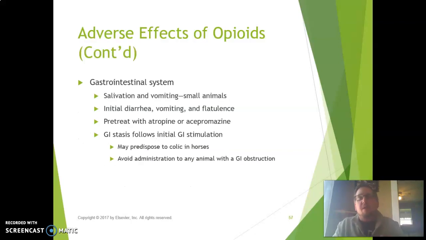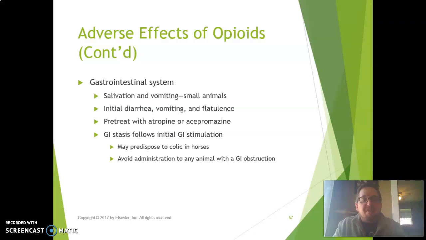GI system, initially we can have salivation and vomiting in small animals. Initial diarrhea, vomiting, and flatulence is very common with the pure mu agonist drugs. And generally speaking, we pre-treat these guys with atropine, which is an anticholinergic to help increase the heart rate, and acepromazine. Acepromazine can have some antiemetic or anti-vomiting effects.